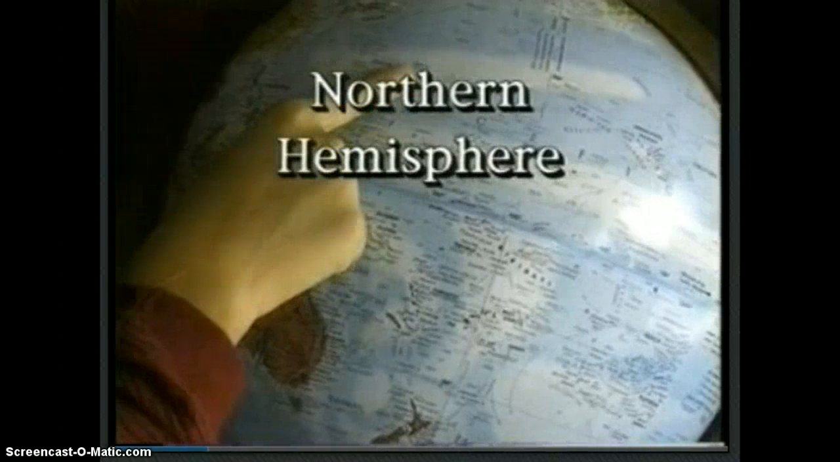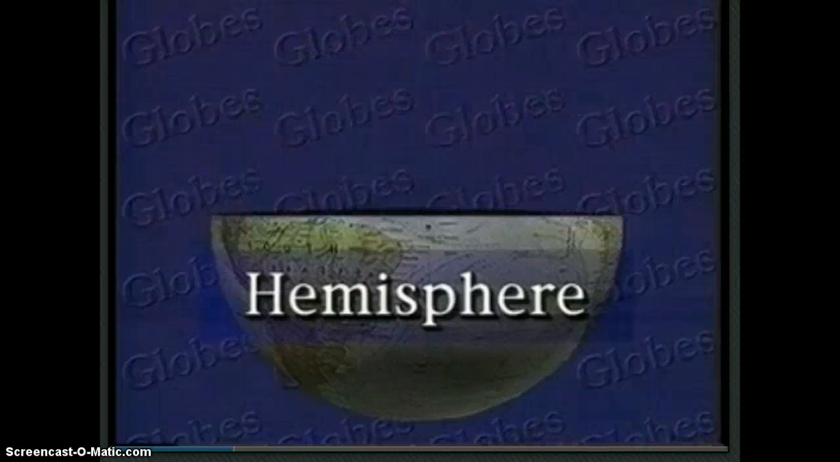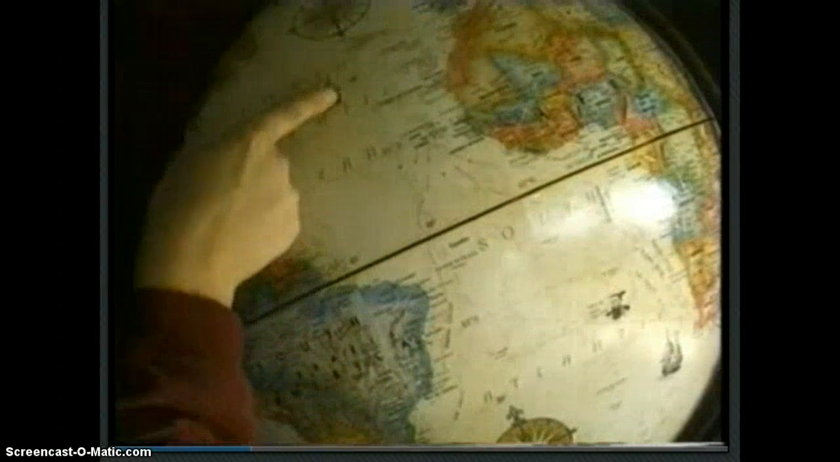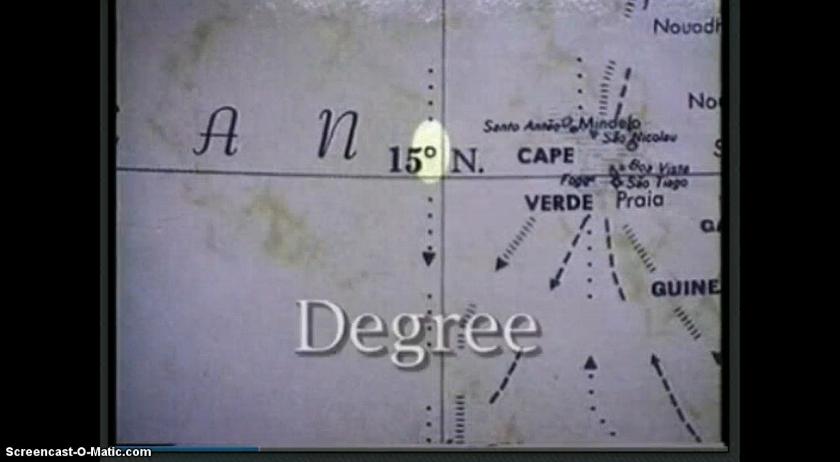The half of the globe above the equator to the North Pole is called the Northern Hemisphere. The lower half of the globe below the equator to the South Pole is called the Southern Hemisphere. The word hemisphere means half of a globe or sphere. The lines of latitude are shown on this globe at every 15 degrees. This is the symbol for degree.